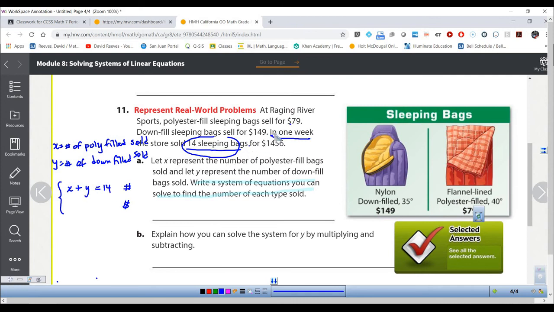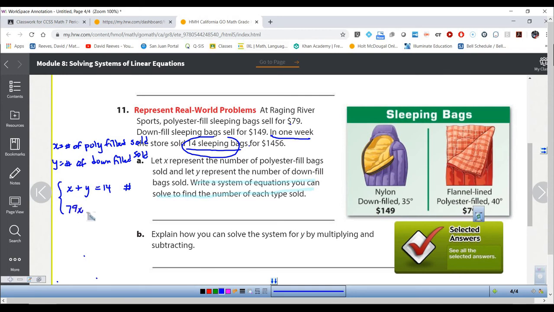And then what else do we know? We know, and this is like the equations that we were just writing, it's $79 for one of these, and it is $149 because down is so much nicer than polyester. And that total, right, is, let me erase this and give us a little more space here. Actually, let me write that whole thing over.